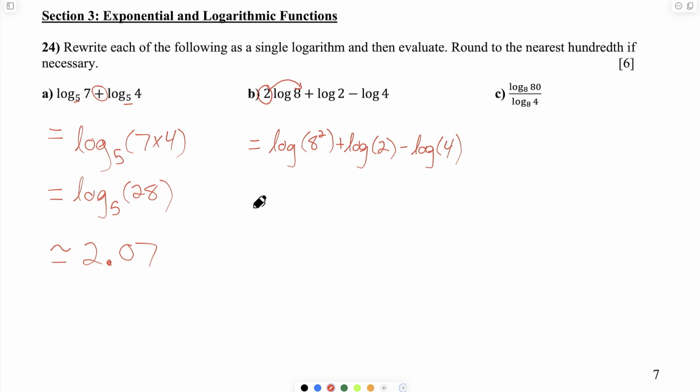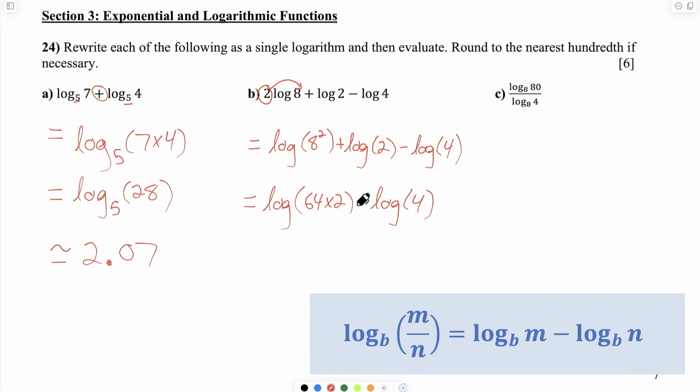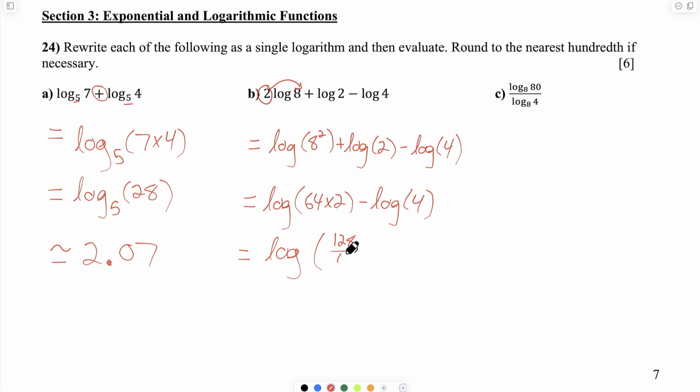I can combine the first two logarithms. They're both base 10, and they're being added together. I can combine them as a single log by multiplying their arguments. So 64 times 2. And now these two logarithms both have base 10, and they're being subtracted. So I can write them as a single logarithm by dividing their arguments. So I have 128 divided by 4. And that's equal to log of 32.